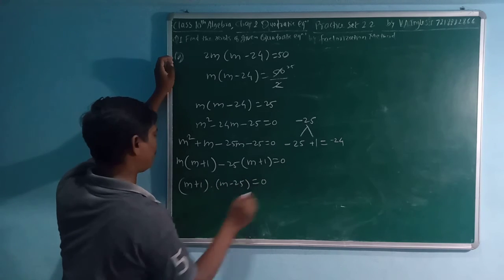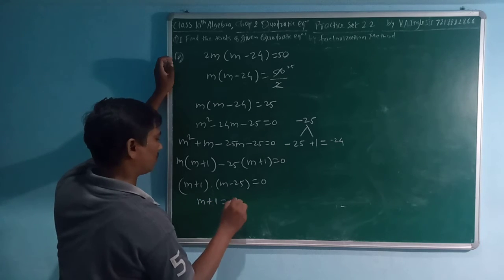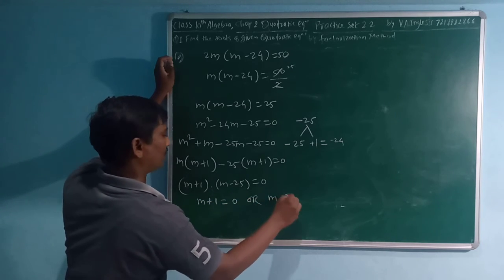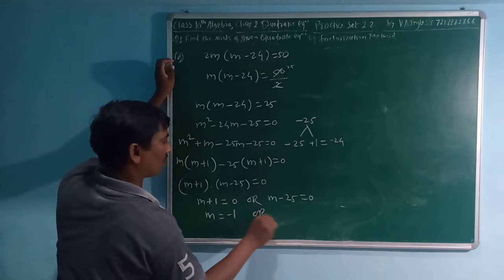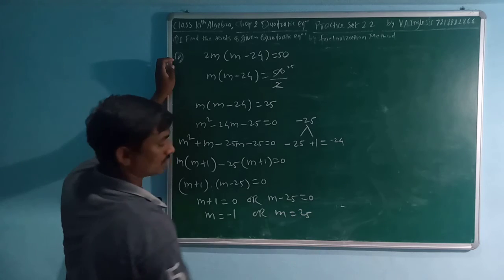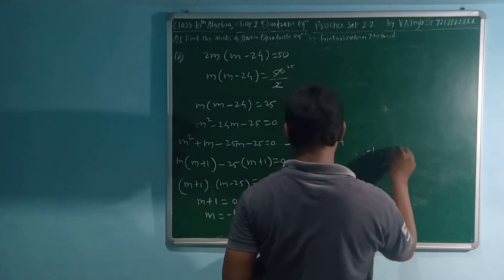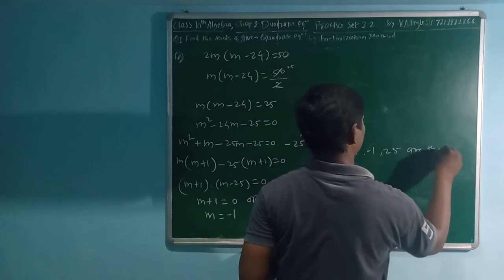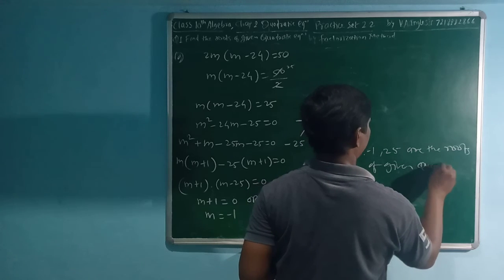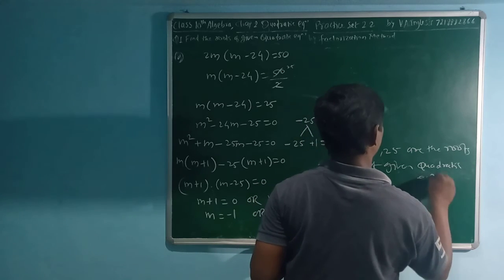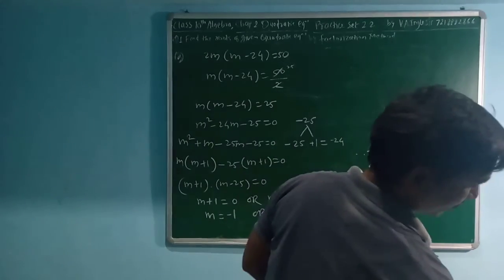So the product of both terms is 0, therefore m plus 1 is equal to 0, I am writing, or m minus 25 is equal to 0. So m should be minus 1 or m should be plus 25. So minus 1 and plus 25 are the roots of the given quadratic equation. Okay, in this way we will solve the given quadratic equation to find the roots.